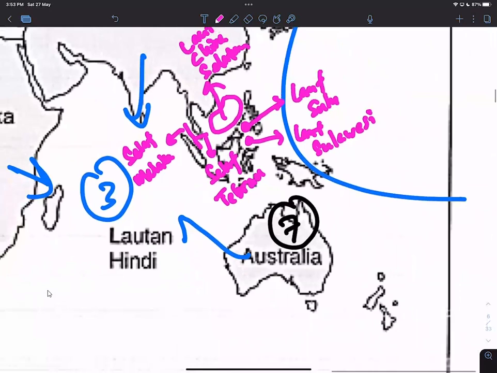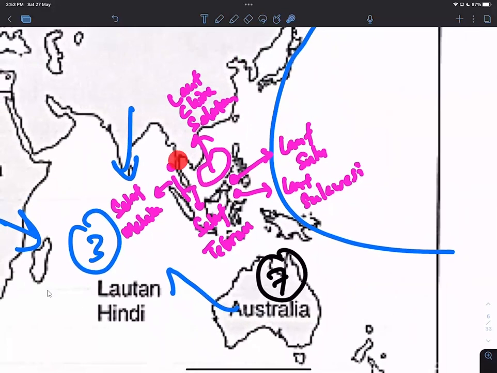Is that the maximum? No, we still have more. This laut, Semenanjung Malaysia, our potato. On top here is what we call Laut Andaman, near Myanmar. So this is another laut. I hope you guys can see Laut Andaman. Not enough space. Okay, Laut Andaman. You still have Laut Jawa.